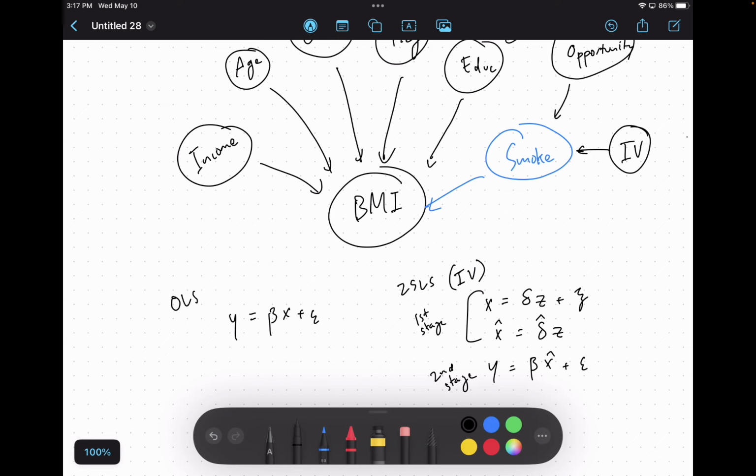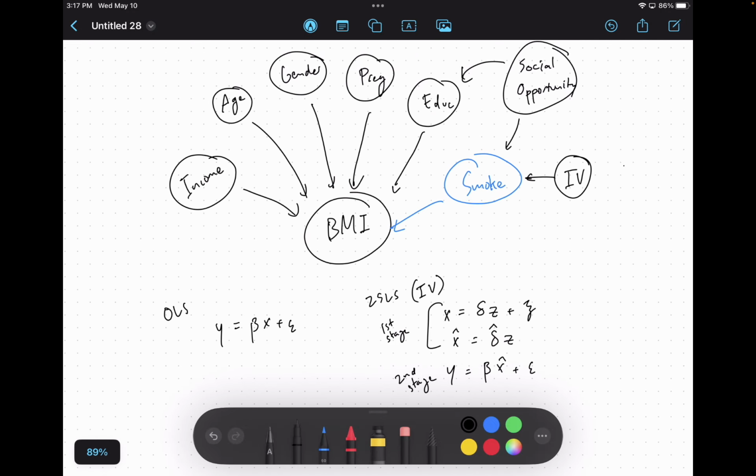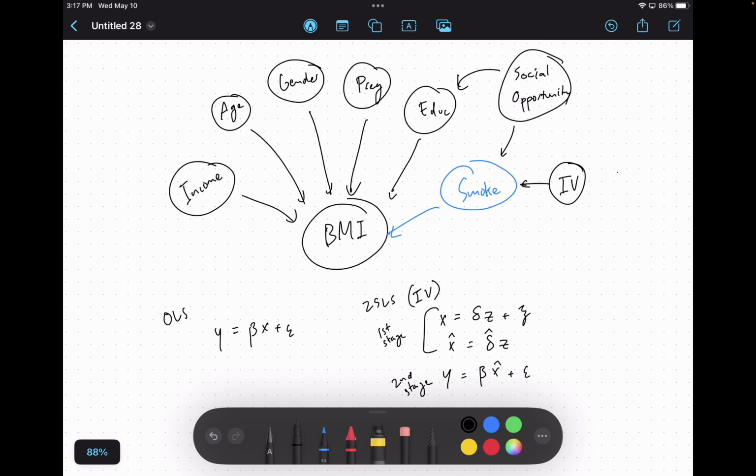Hopefully everyone can see what's going on here. Instead of x, we have an x hat, which is the predicted value of our variable of interest coming from the first stage. Now let's jump back to here. And so what we looked at right now was unemployment.